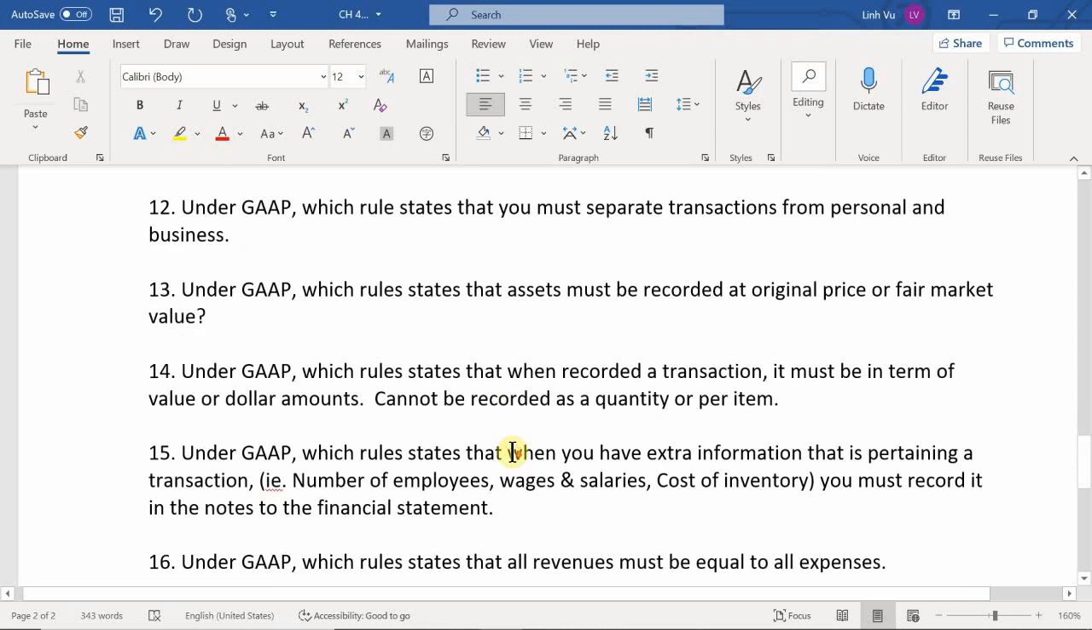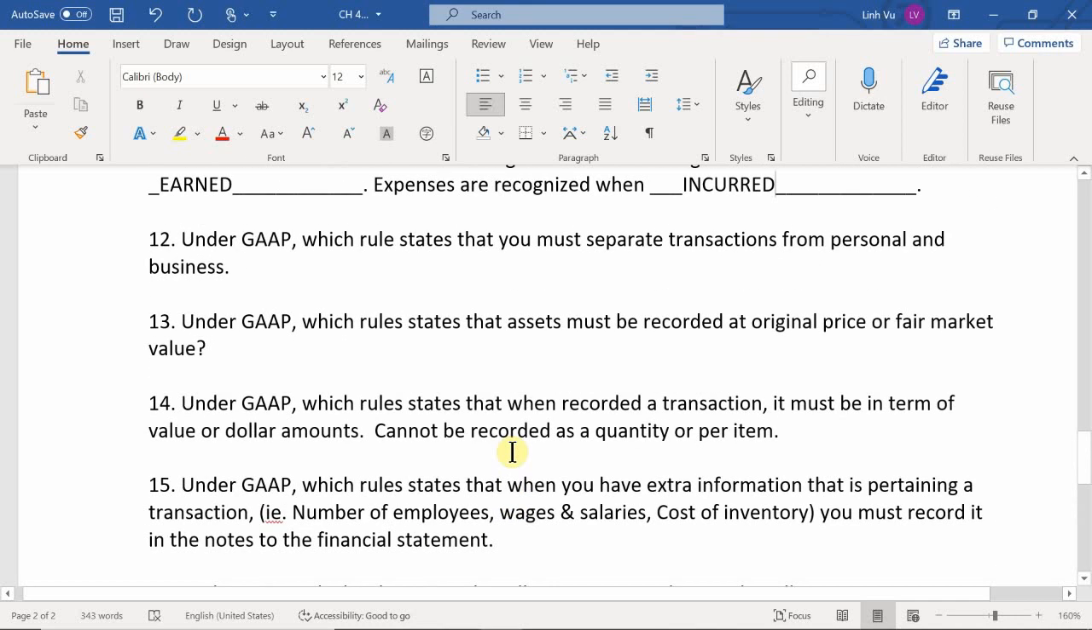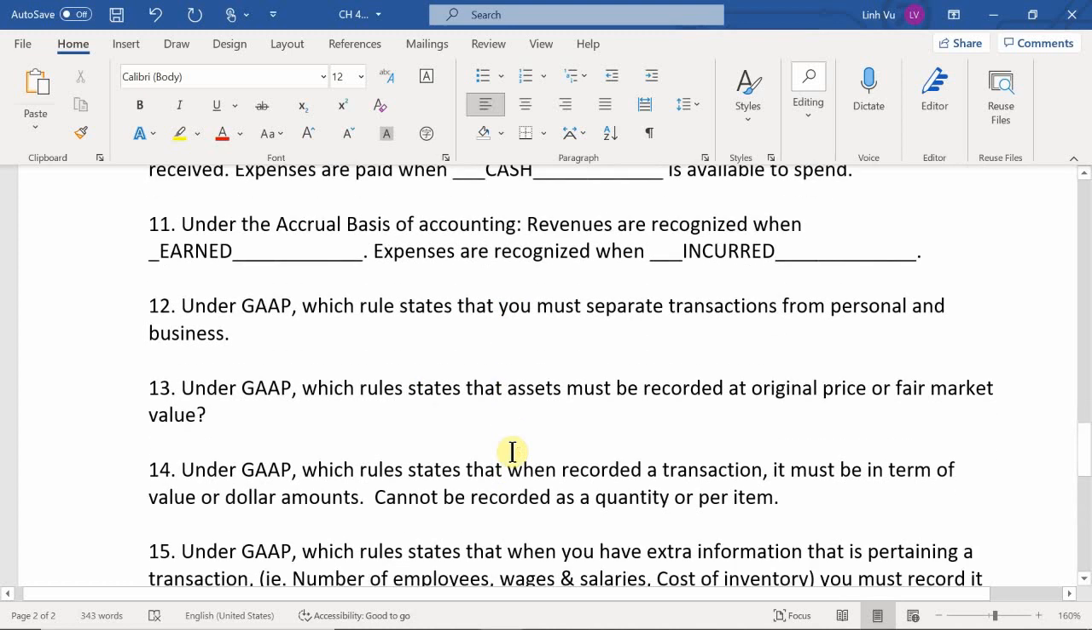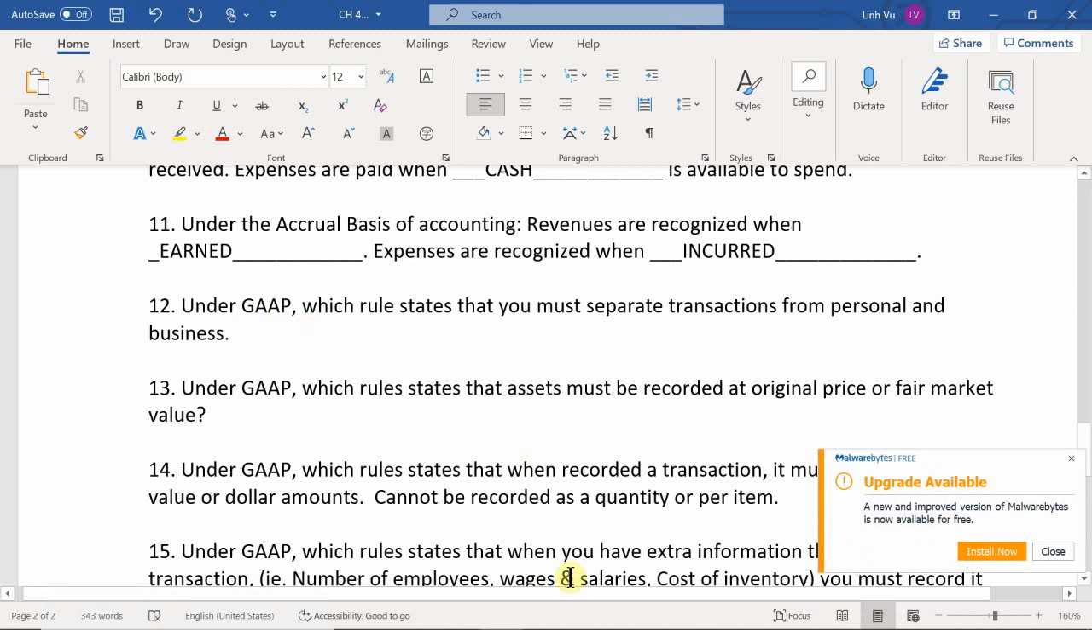Number 12. From 12 to 16, I'm going to be testing you on your knowledge of the rules of GAAP. Number 12 says, under GAAP, which rule states that you must separate your personal and business transactions? Assumption. It's an assumption, but what kind of assumption?